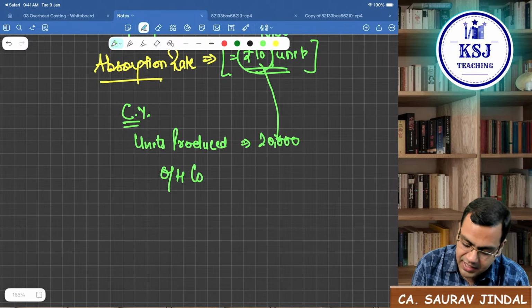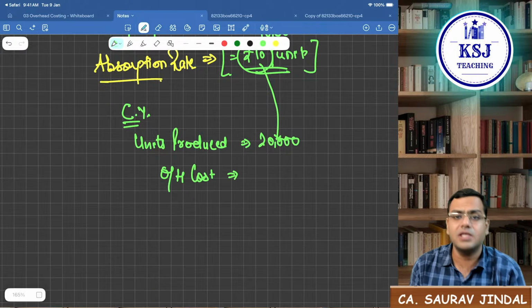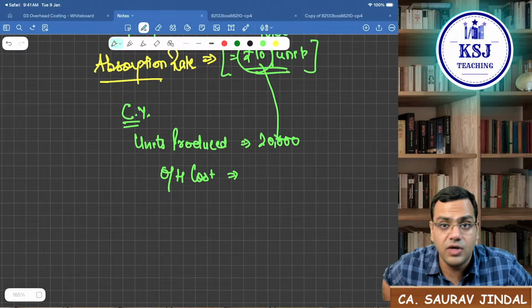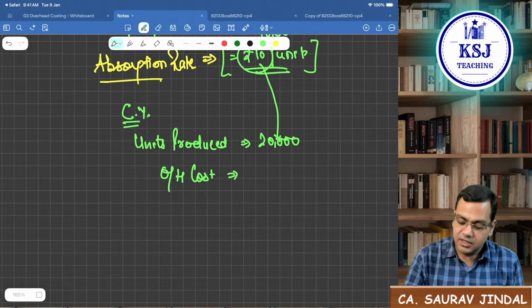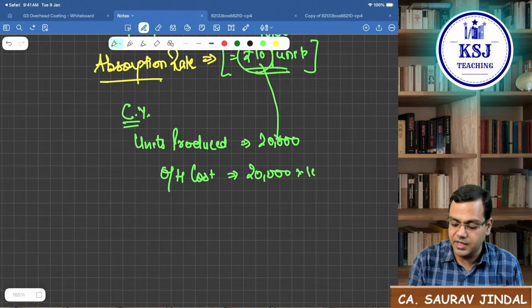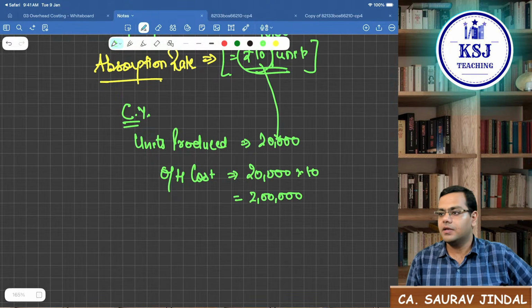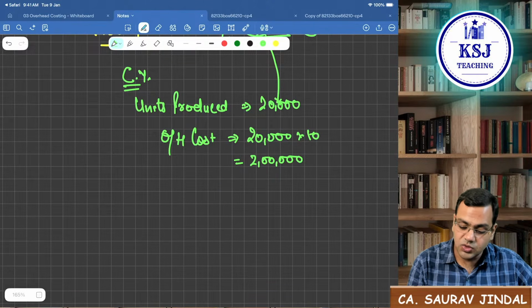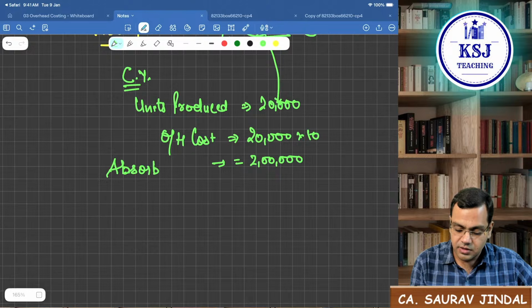So you will say, assuming all the situations are the same, last year it was 10 rupees for every 1 unit manufactured, this year if you have manufactured 20,000 units, that means the overhead cost will be 2 lakh. Right? Now this 2 lakh is what? This 2 lakh is what we call absorbed overheads.